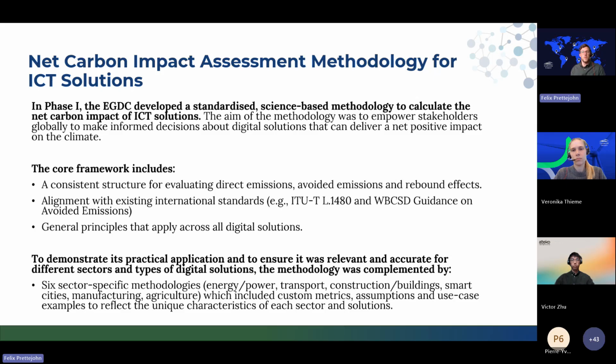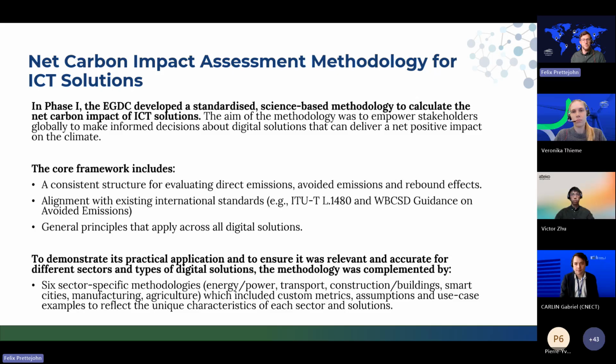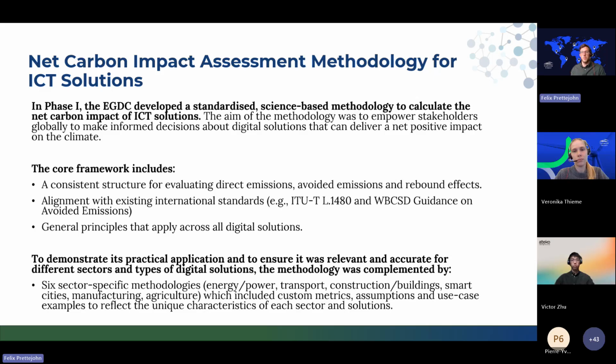And it also contains general principles that apply across all digital solutions for doing these kind of assessments. Supporting that, we did also create 6 sector-specific methodologies, which contain a slight bit of methodology, but really demonstrate case studies of how these can be implemented in different sectors and might be useful.